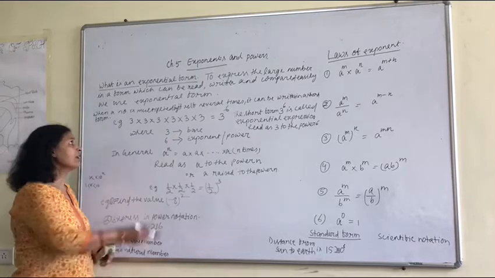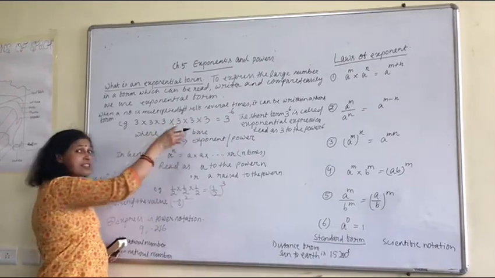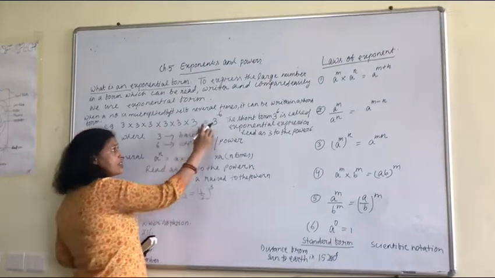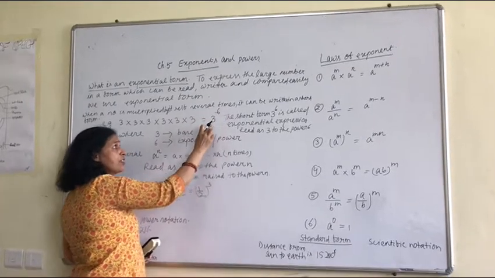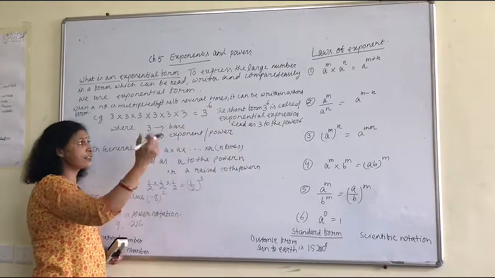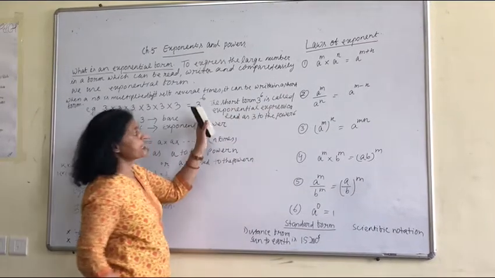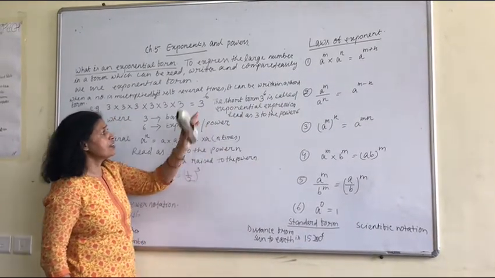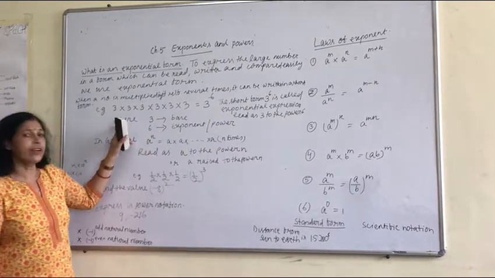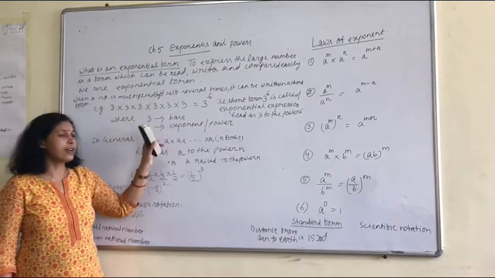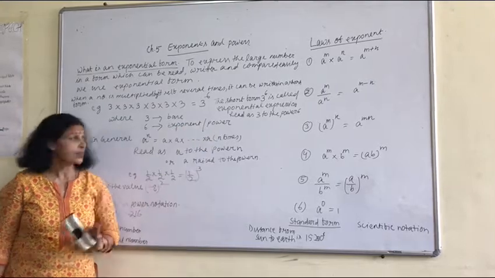For example, let's take 3 into 3 into 3 into 3 into 3 into 3, 6 times. That means it is written as 3 to the power 6. So 3 is multiplied 6 times. The short form 3 to the power 6 is called an exponential expression. It is read as 3 to the power 6, where 3 is the base and 6 is the exponent. Here you can also say power.